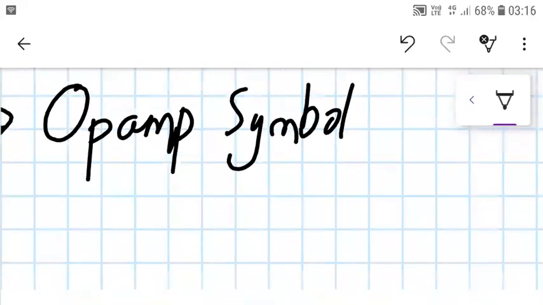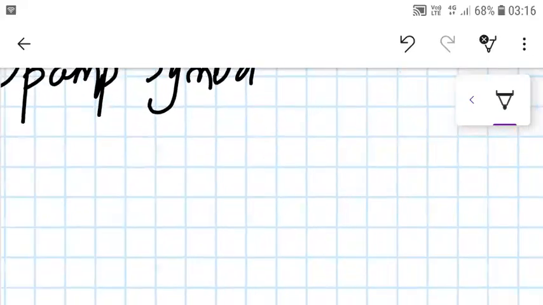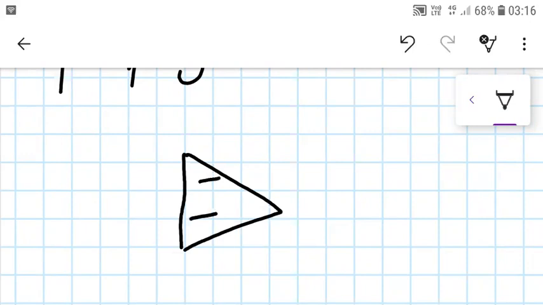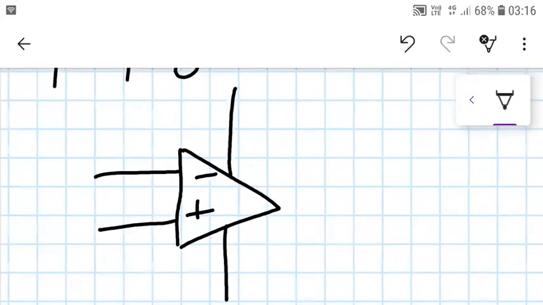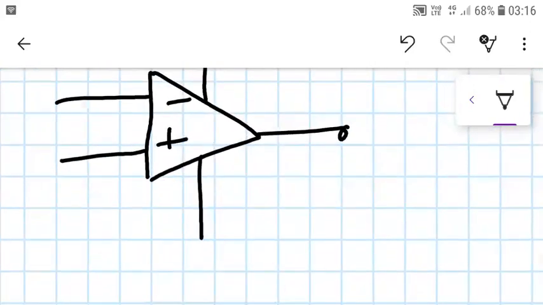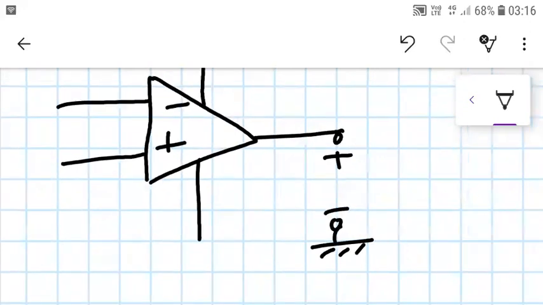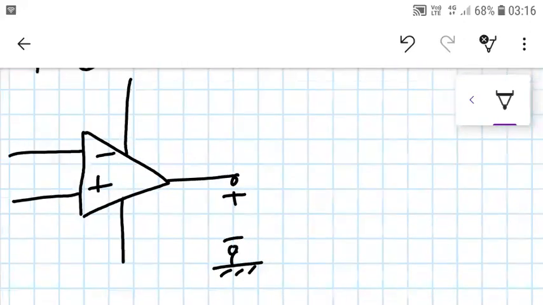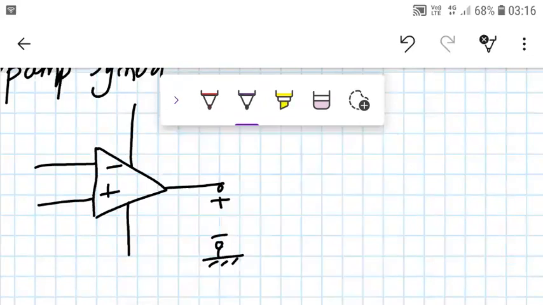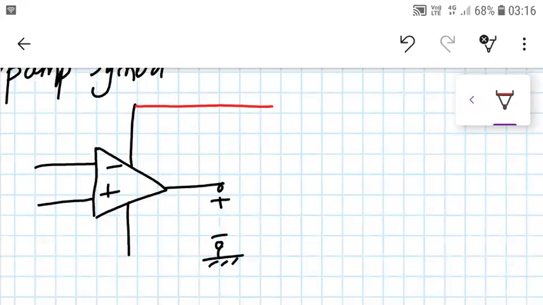So for the Opamp symbol, it's looking like this. Opamp is represented by this triangle. It has an input port, a power supply port, and an output port, which is measured with respect to ground again. Let me just take a different color and show you how it is connected from the outside world.